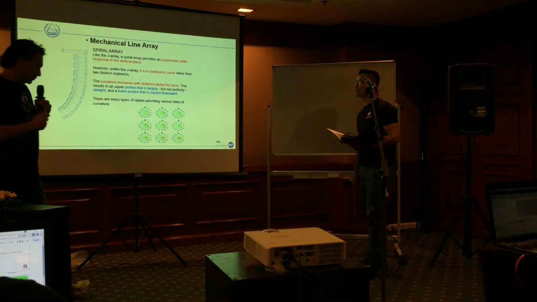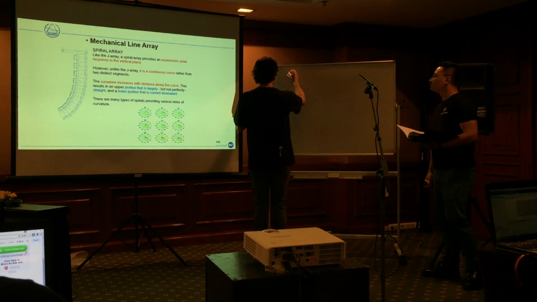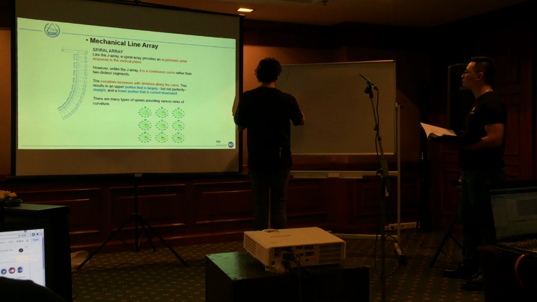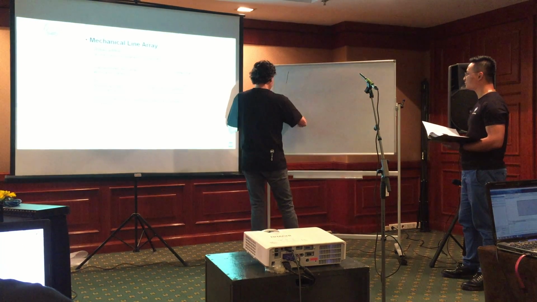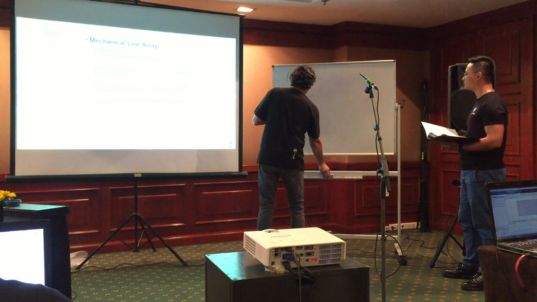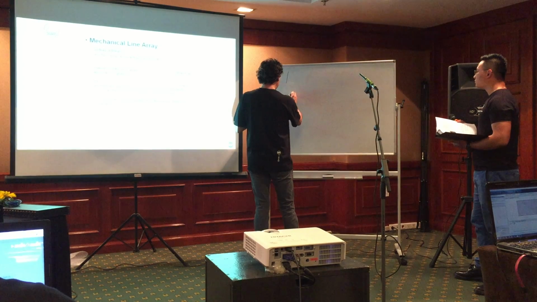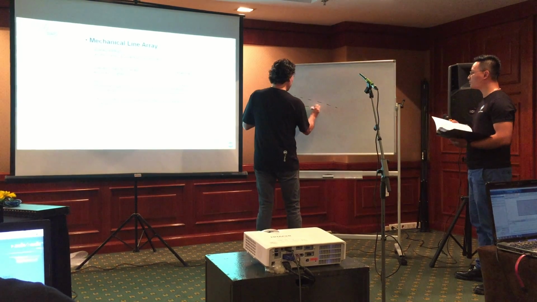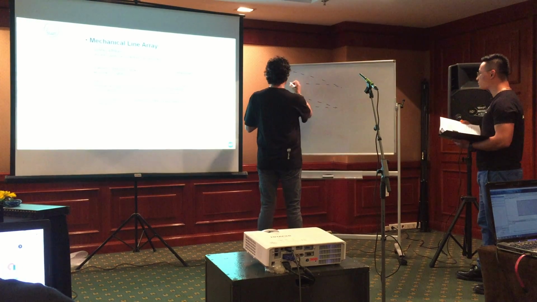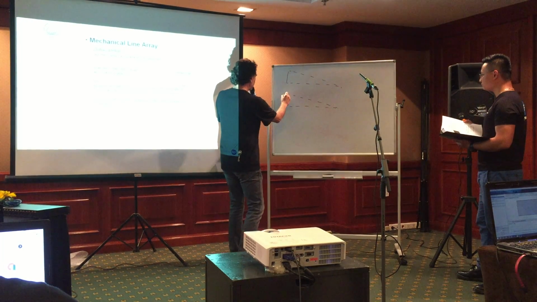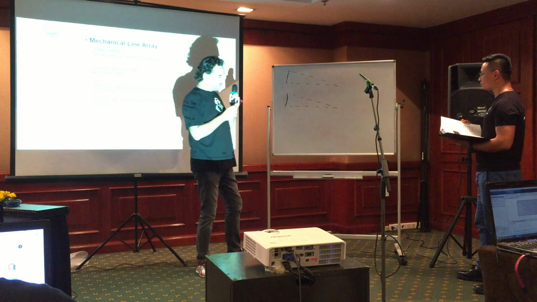I can show you two systems to cover the same area, but behave in different way. This is a curved system and this is a straight system. What is the difference?